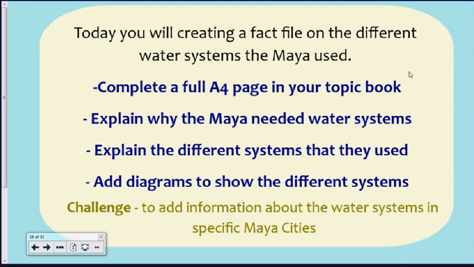So talk about cenotes, what they do, where they can be found, what they are. Talk about choltons, what they are, what they look like, where they can be found, how they are used. Okay, draw some diagrams to show those different systems, and then for that extra challenge on top, add some information about the specific water systems used in Maya cities. So for example, in Tikal, in Palenque, in Chichen Itza. Talk about the aqueducts underground and everything like that.